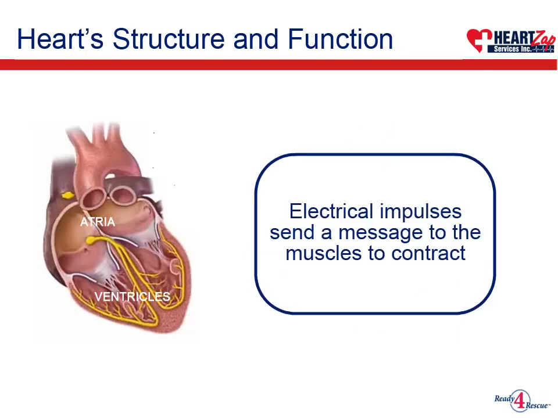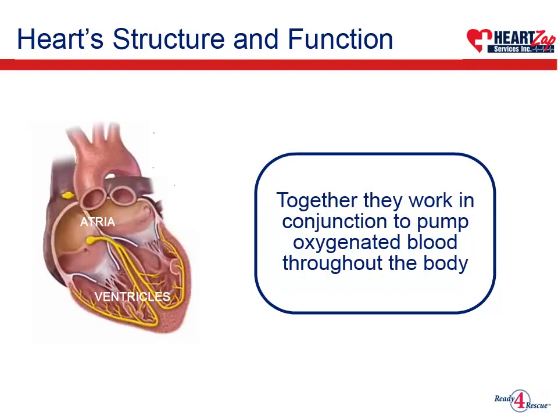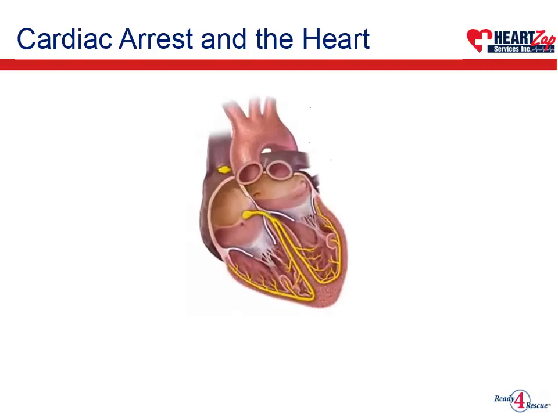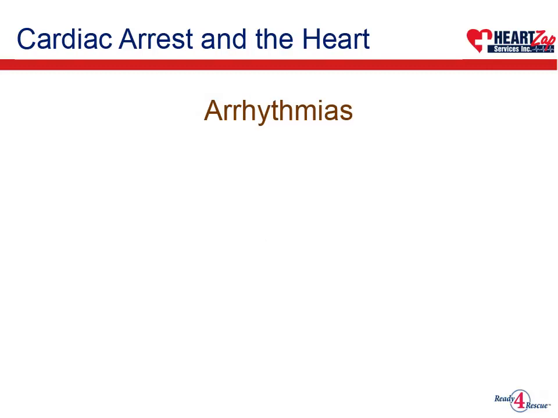There are electrical impulses that send a message to the muscles to contract. Together, they work in conjunction to pump oxygenated blood throughout the body. If the heart's electrical patterns are irregular, it may disrupt the regular pumping action of the heart. The abnormal electrical patterns are called arrhythmias.